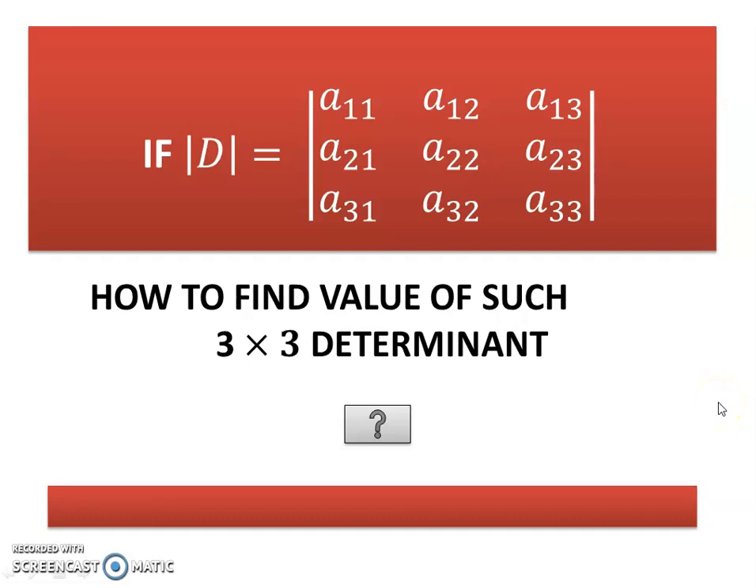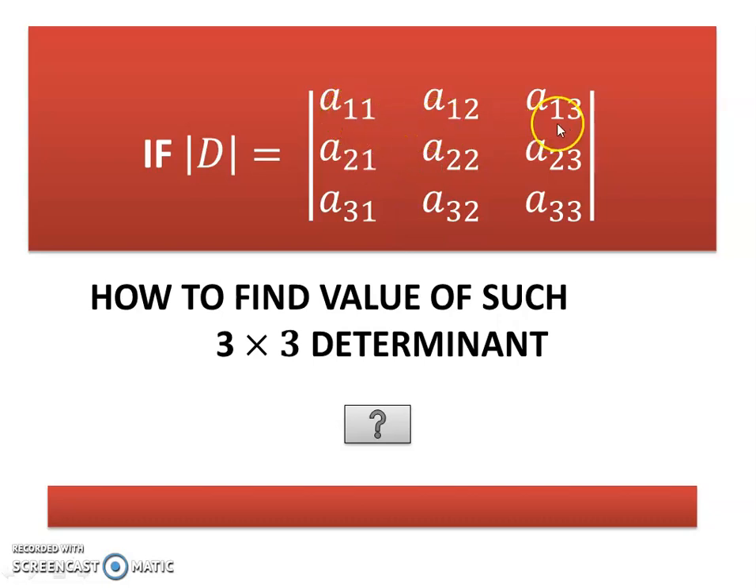Students, in the last lecture we took the value of a 2 by 2 order determinant. Now we continue with the 3 by 3 order determinant. Determinant D is equal to A11, A12, A13, A21, A22, A23, A31, A32, A33. Now, 3 rows and 3 columns are there. So obviously we have to define how.